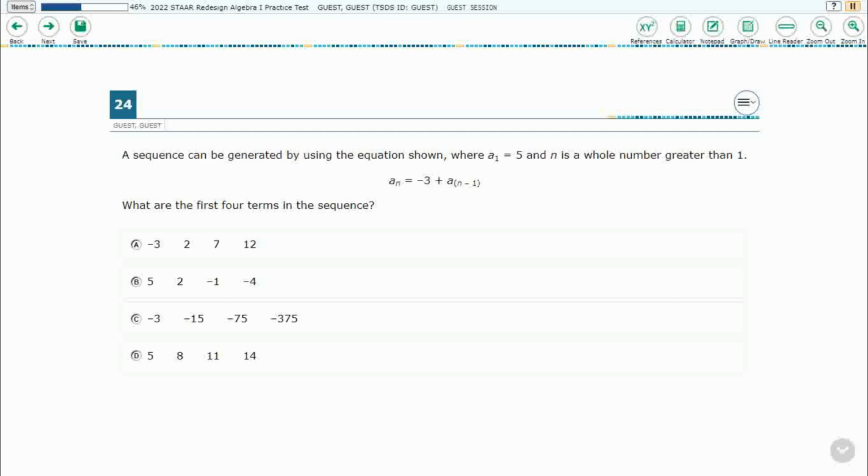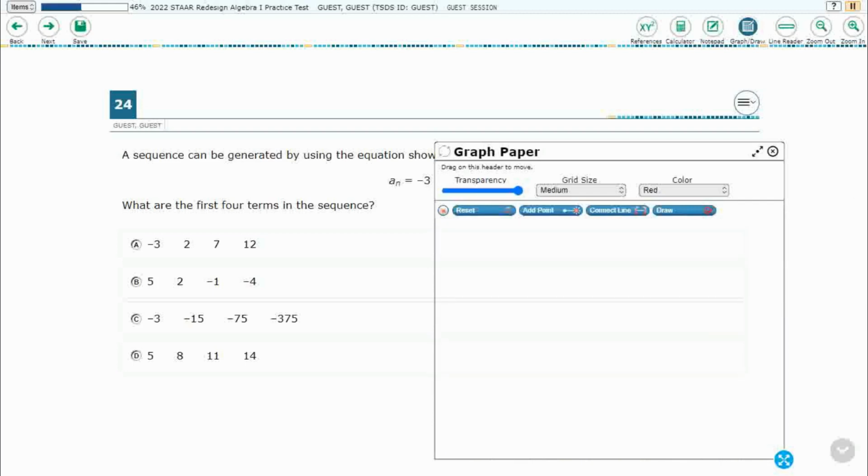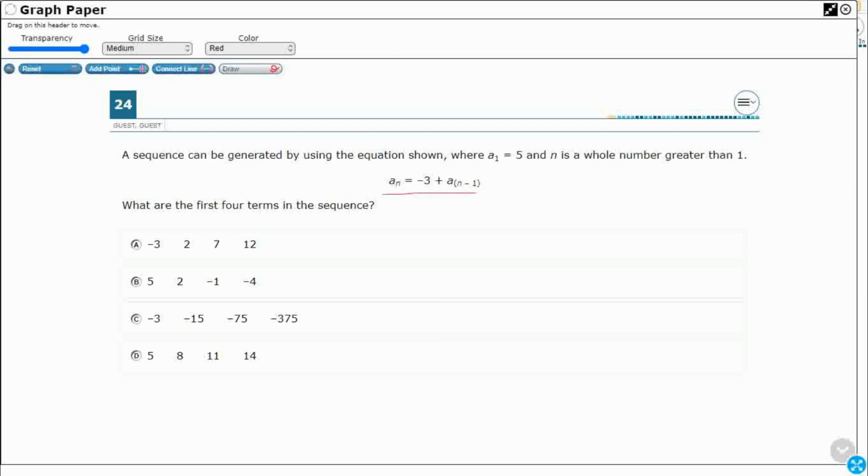So we have a sequence here. Let's open up our graph draw feature. And this sequence here has this equation that we can use here. So what type of sequence is this? Well, there are two different types of sequences. There are geometric sequences. We're not really dealing with that right now. We are dealing with an arithmetic sequence.